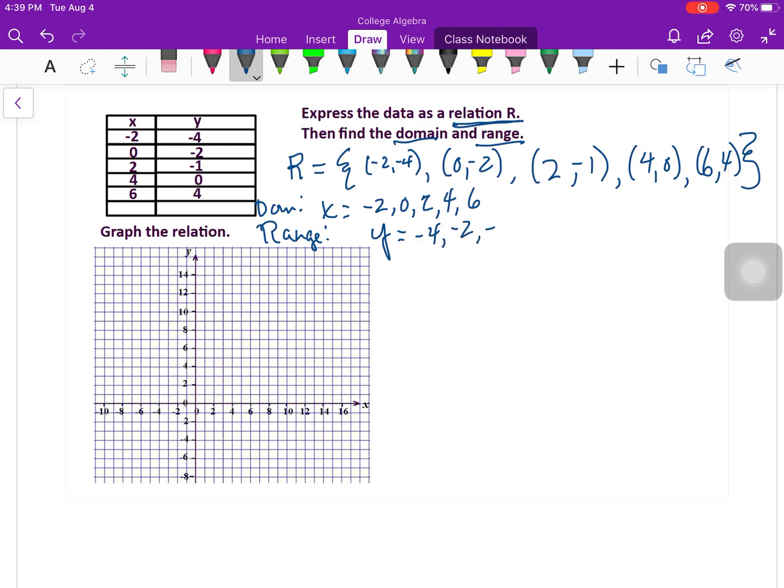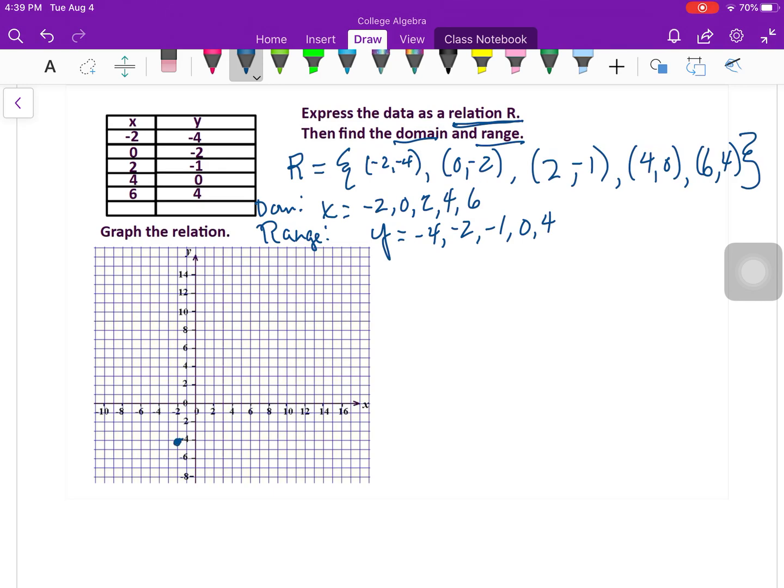The range are your Y values. So you will list the Y's. So Y equals -4, -2, -1, 0, and 4. And again, if any of those numbers repeat, you just list them once, because domain is a list of your X values and range is a list of your Y values.